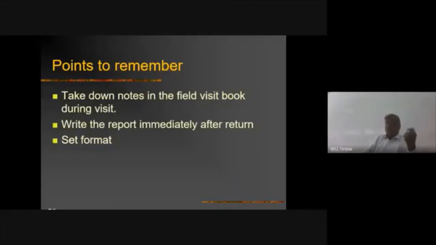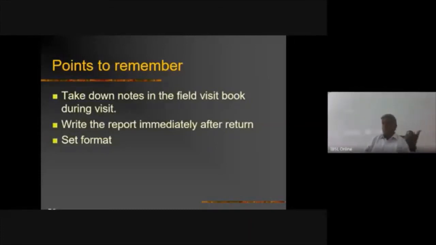Okay, points to remember. Take down notes in the field visit book during the visit. Whenever you are going there, it may take time. Sometimes in some inspections, they just go, hello, hi, put it in there, and then come back. No. So take down notes in the field visit book. You must take down all those important things. Then write the report immediately after return.